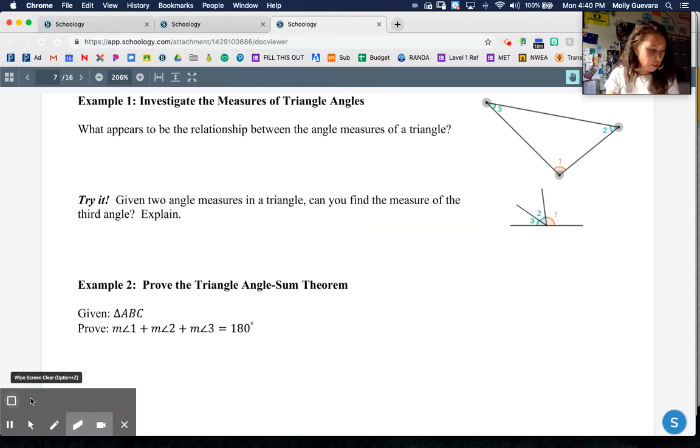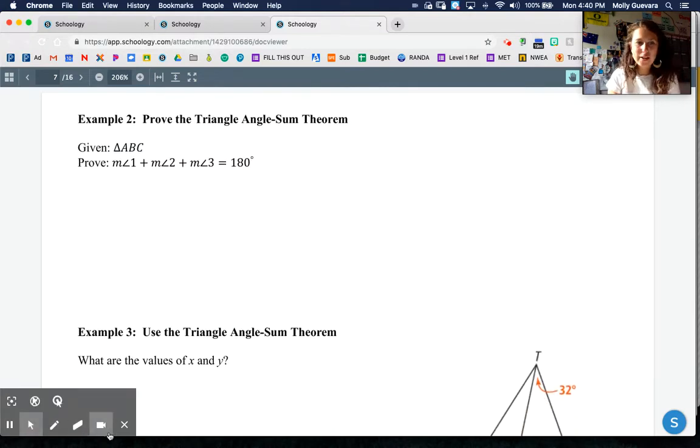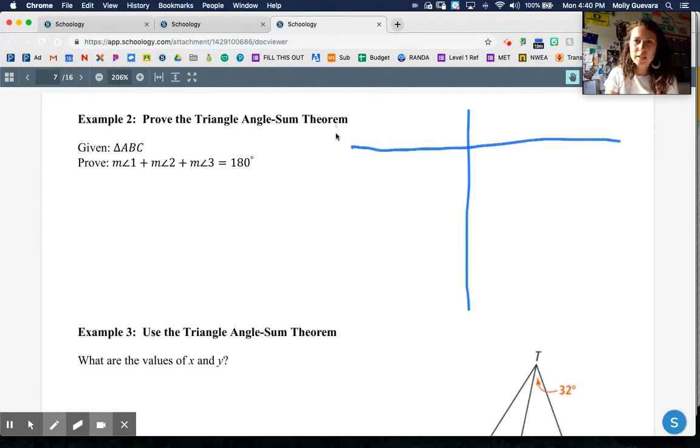So we are going to do one proof in this lesson. Don't worry, just one, right? We're going to prove the triangle angle sum theorem. So the theorem we just talked about, where all 3 of the angles add to 180, we're going to prove it. And we're going to stick with a 2-column proof here. Okay, so again, my statements are on the left side, and my reasons are on the right.